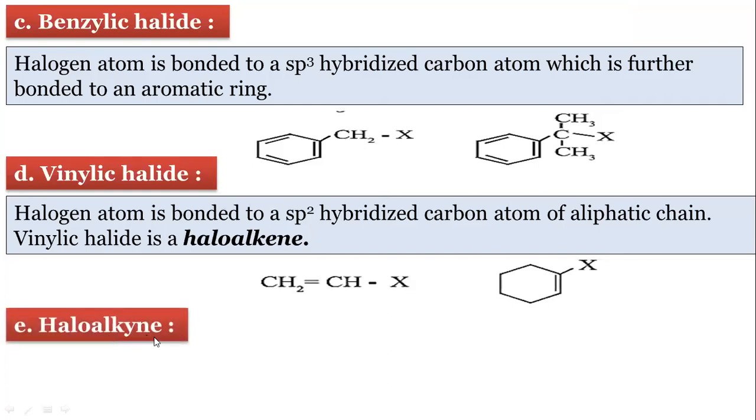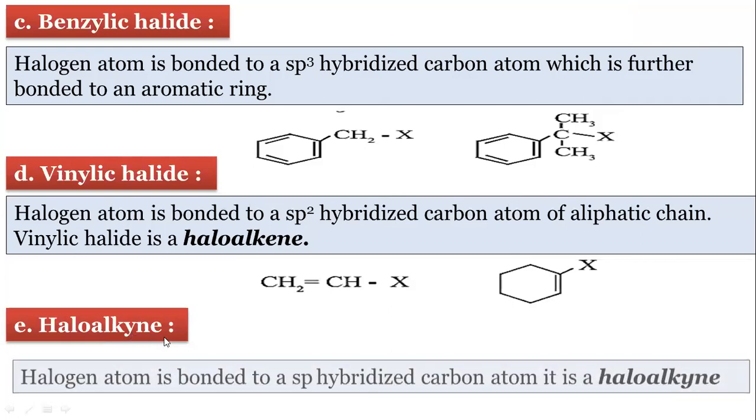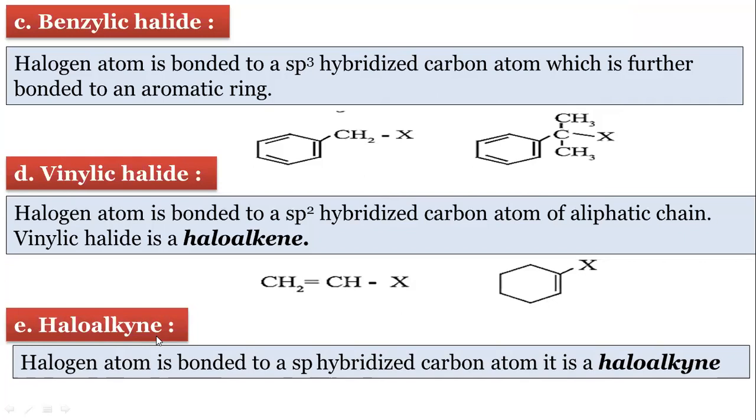Now, haloalkynes. As the name indicates, the halogen is bonded to the sp hybridized carbon, because in case of alkyne there is a carbon-carbon triple bond. See, so this carbon is sp hybridized. This is sp2. This is sp3 hybridized. So these are the different classes of the halides.